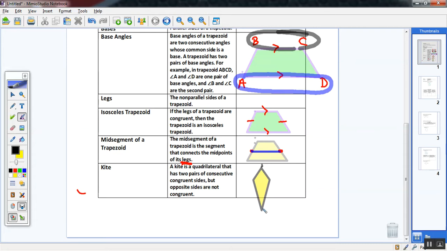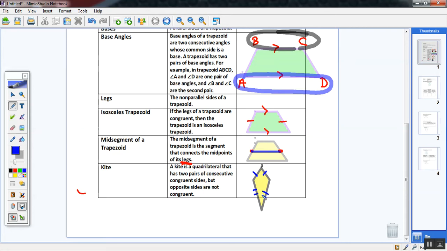Kind of like that. Do you guys see my kite? Okay, what it says is this. It's a quadrilateral when you have two pairs of consecutive congruent sides, meaning this side and this side. Not opposite sides anymore. They are what? And then these two sides right here would also be congruent. Okay? So that's what you have for your kite there.